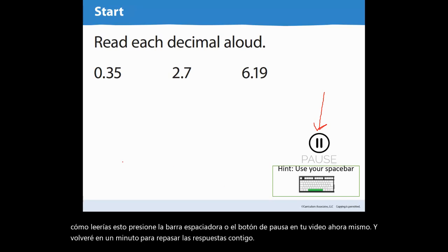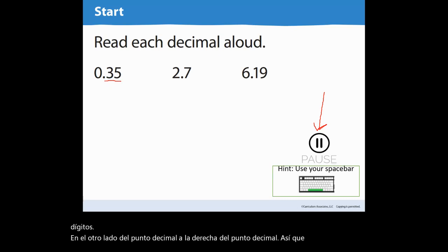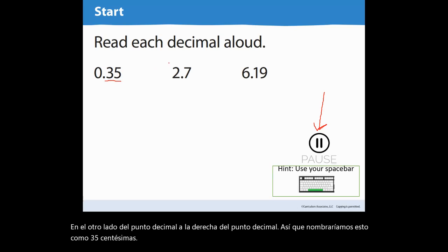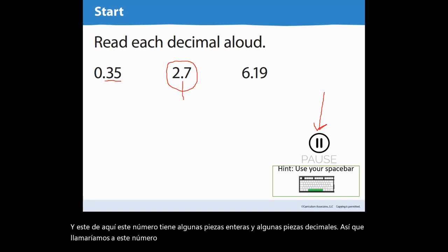All right, welcome back to our start problem. To read this, we have 2 digits on the other side of the decimal point, to the right of the decimal point. So we would name this as 35 hundredths. And this number has some whole pieces and some decimal pieces. So we would call this number 2 and 7/10. Remember, when we see a decimal, we get to use the word and. Okay, 2 and 7/10, because that is in our tenths place.